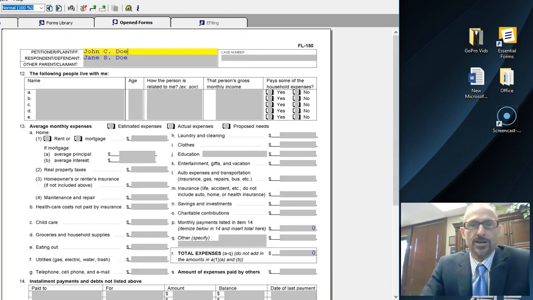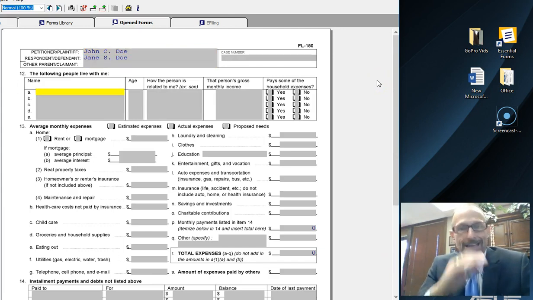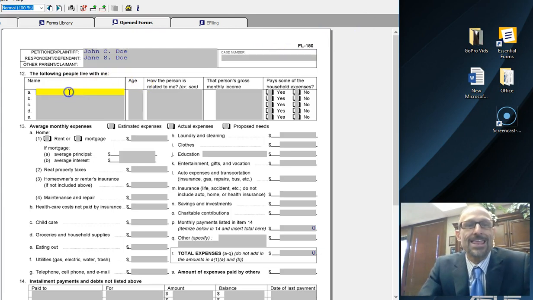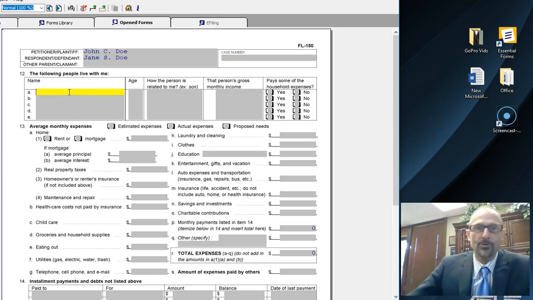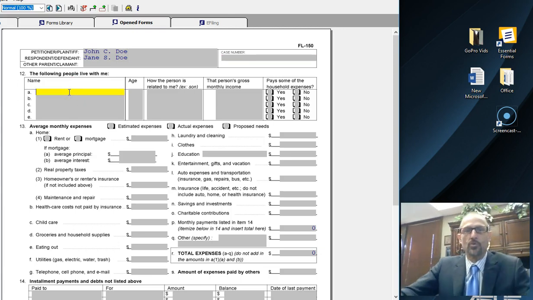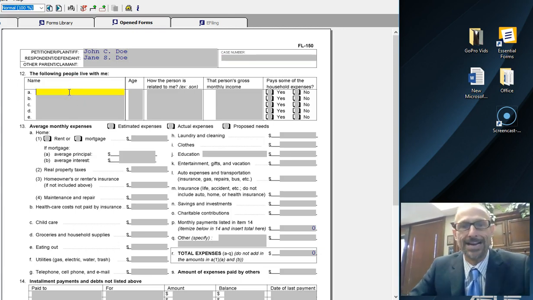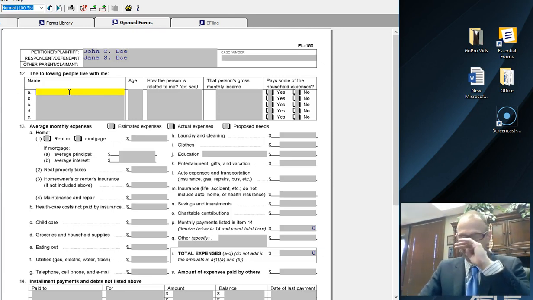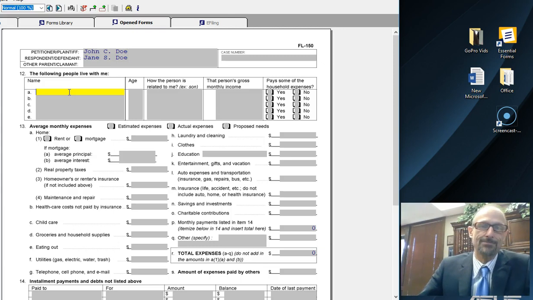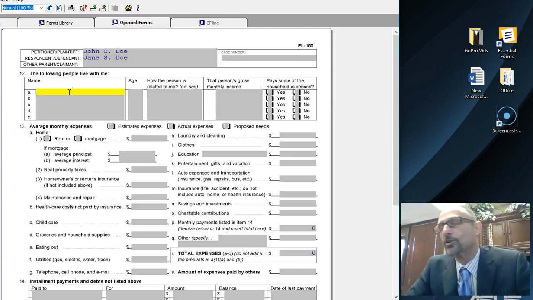All right, folks, we're moving on to page 3. Again, at the top of each of these pages, you're going to put the petitioner, respondent, and the case number to the right. All right. Then 12, the following people live with me. These are people that live in your home. If you are still living with your spouse, you're going to name them there. If you have roommates, you're going to name them there. If your children live with you, you're going to name them there. If your children only live with you part-time, but you want to list them, that's fair.